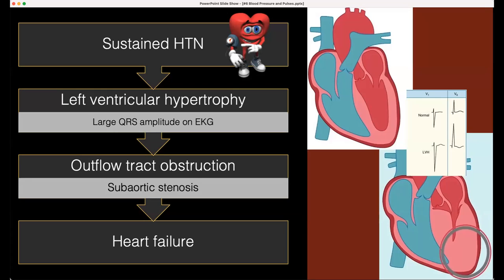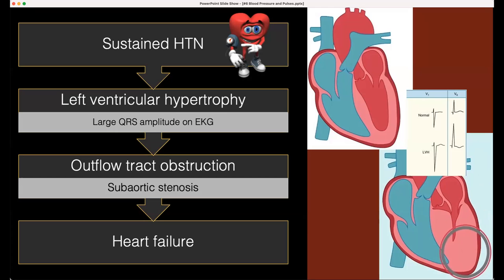So hypertrophy is when this muscle gets bigger and bigger, as you can see on this bottom picture. The left ventricular wall gets bigger and bigger. And it causes outflow tract obstruction because as this hypertrophies, notice how it can actually occlude this outlet going through the aortic valve. And this is called subaortic stenosis.